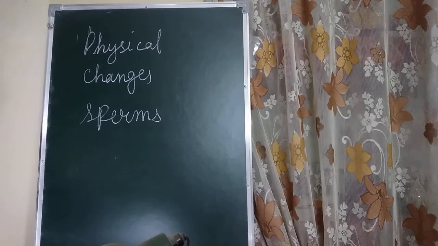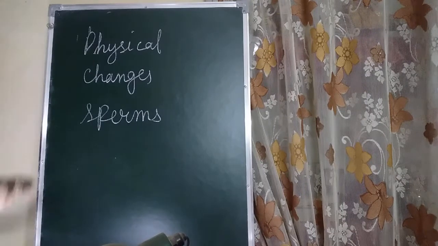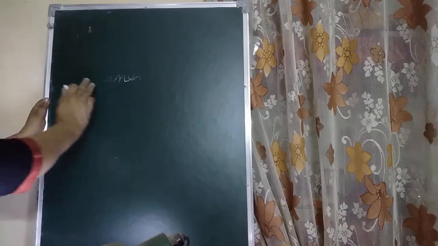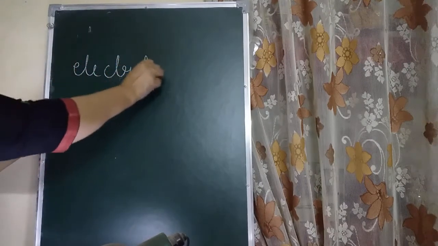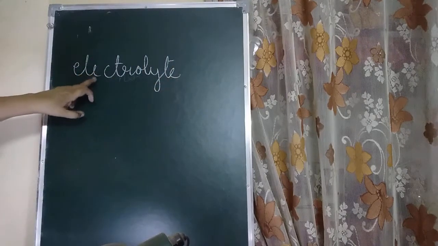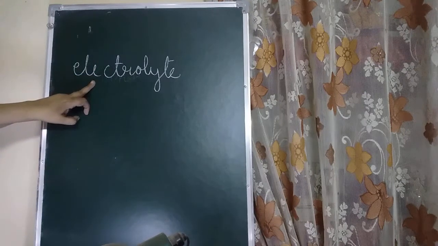Okay, now children, what is an electrolyte? Let us discuss the electrolyte. What is an electrolyte? A liquid that conducts electricity because of the presence of ions is called an electrolyte.